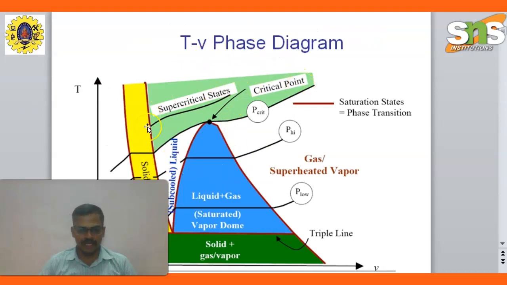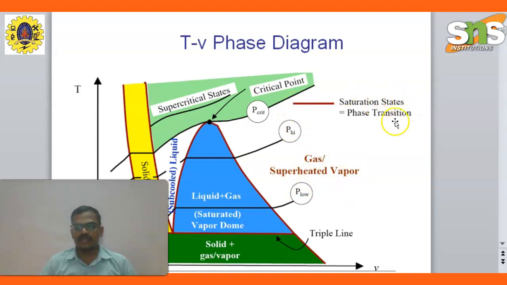The yellow color highlighted the solid, liquids, subcooled liquids. Those are the supercritical states. The green color highlighted the critical point mentioned at one point. Above, the blue color highlighted the phase. On the bottom side, the solid plus gas vapor, the triple line mentioned, the saturated vapor dome, liquid plus gases, the gases and superheated vapors.